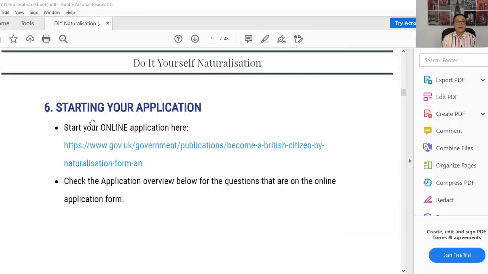And then where to start your application. If you have all of those, if you tick all the boxes and you think, okay, wow, I can apply, you see how straightforward that is? Then you click here to start your online application, and it'll take you to the online application form. And we make it so easy for you as well.